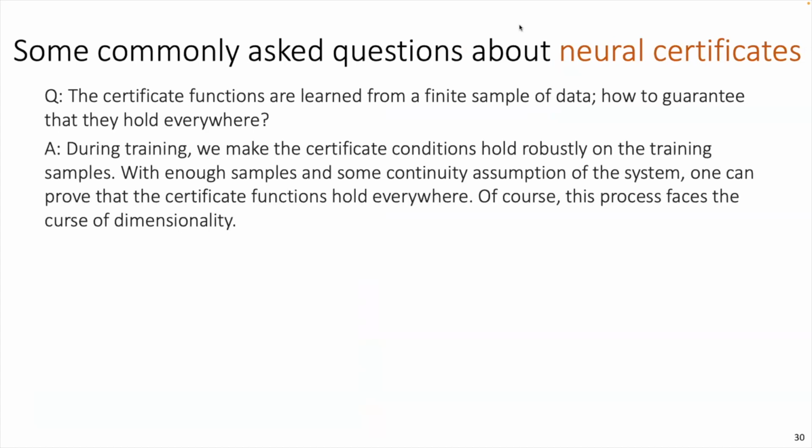I have to say, during training, you can actually make the certificate function conditions hold everywhere by adding some assumptions. You have enough samples. The distance between the samples is close enough. There is some continuity assumption on the Lipschitz constant of the whole system. With all of that, you can actually prove that the certificate conditions hold everywhere in the state space.